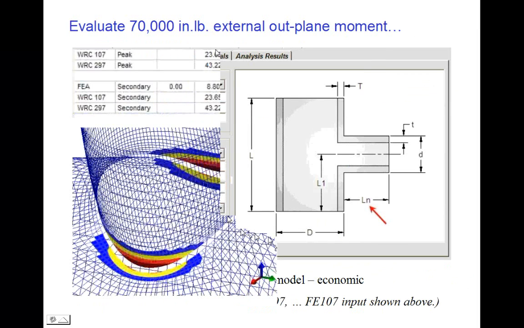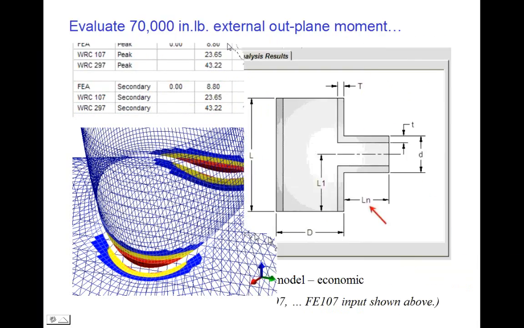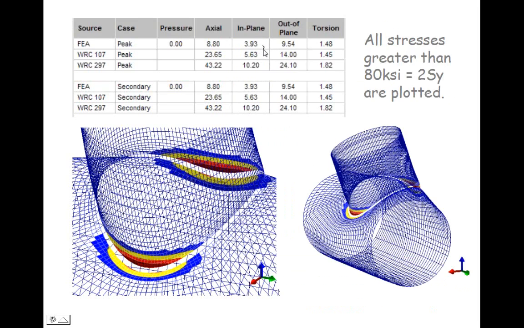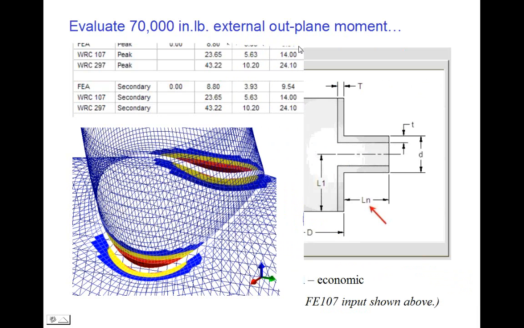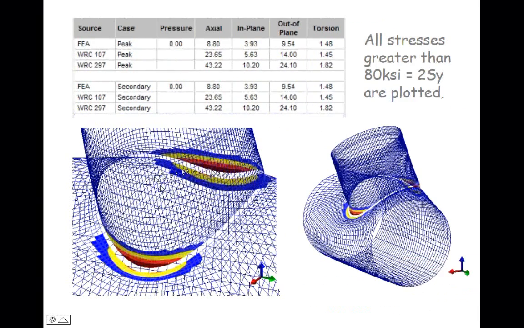One of the nice things about FE107 is it does compare the FEA result to 107. So for this intersection, we can see that FE107 would be giving us very conservative axial results, 4 to 5.6, reasonable in-plane results, 9.5 to 14, reasonable out-of-plane results, and certainly reasonable torsion results. If we generate the finite element results for the elastic model with the collapse load of 70,000 inch-pounds, and then plot the areas of the model that are in excess of 2SY, this is what we see.